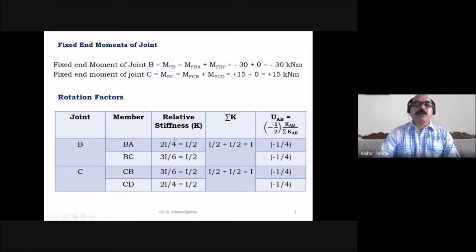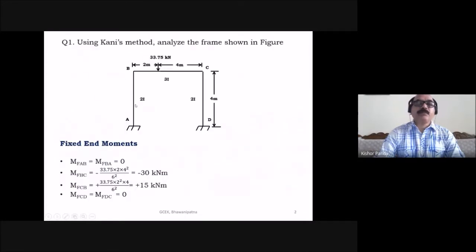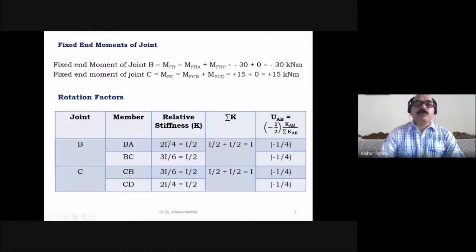Then you find out what is the relative stiffness of the member. You know how to find out the relative stiffness of the member. So this is the moment of inertia by length of the member. So for AB, the moment of inertia is 2I and the length is 4, so 2I by 4. So this is equal to I by 2.